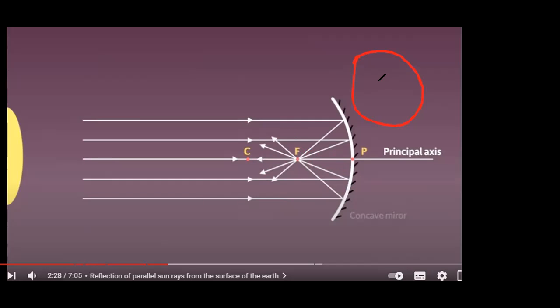Now, if this lens is of higher power, then it will converge all the light like this at one point. You can see the intensity will be very bright, and after some time it will burn the paper.